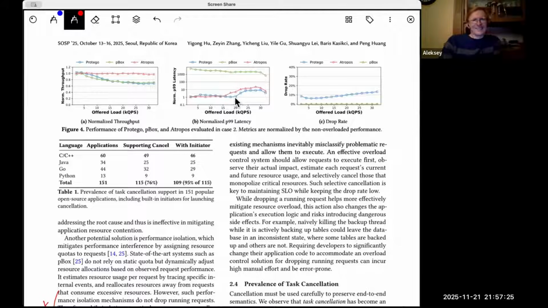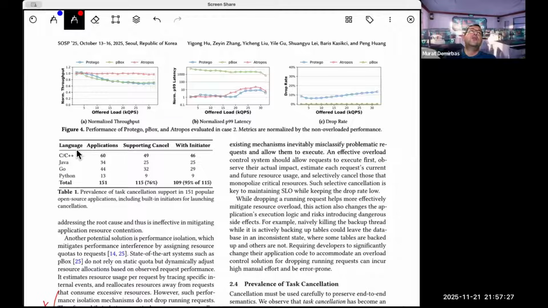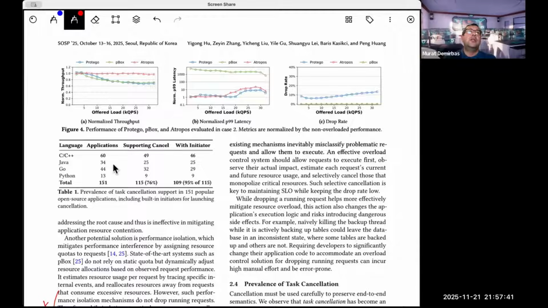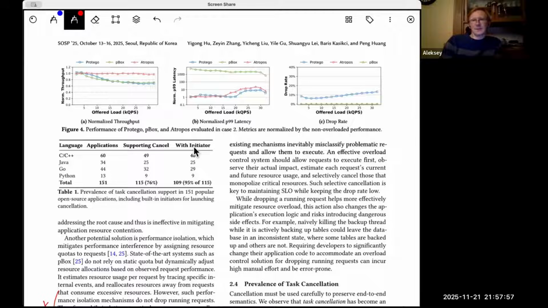Okay. Language applications supporting cancel with initiator. Beautiful. See table one. Another beautiful figure. And okay, it's interesting that C++ has 49 out of 60 supporting cancel with initiator. What was the initiator thing again? It helps you cancel.